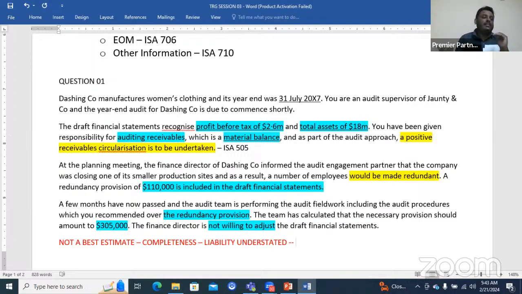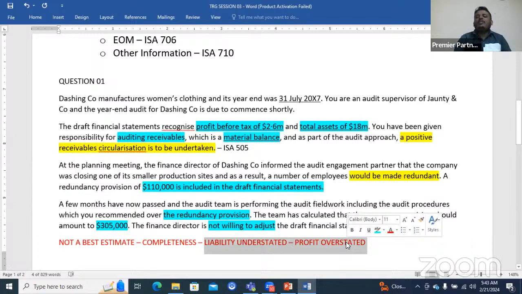Actually, it should be 305,000. So the liability is recognized in the balance sheet as 110,000, but actually it should be 305,000. So your liability is understated. Likewise, what happened to the other entry? The other entry is the redundancy expense. That expense is also understated. By that, what happened to your P&L? Profit is overstated. So as a result of this completeness issue, what is the misstatement to your financial statement? Your liability is understated and your profit is overstated. That is the impact on the financial statement as a result of this issue. Students, did you understand the issue?